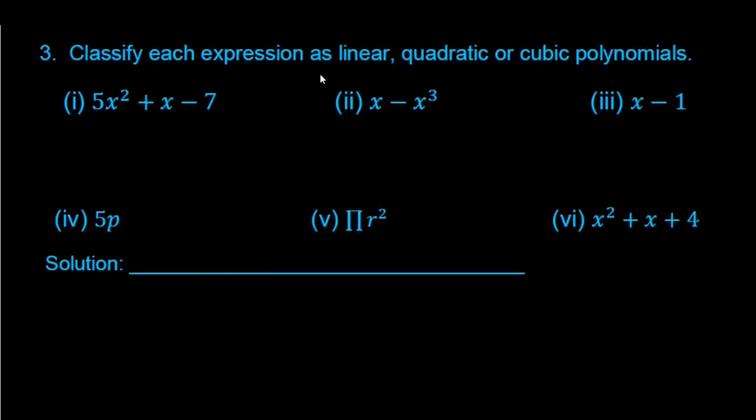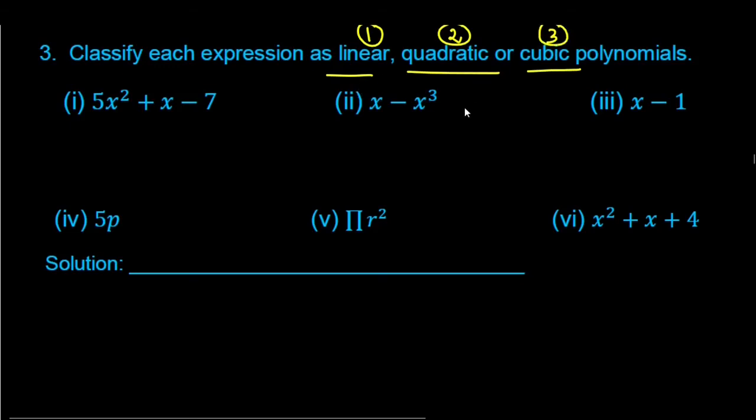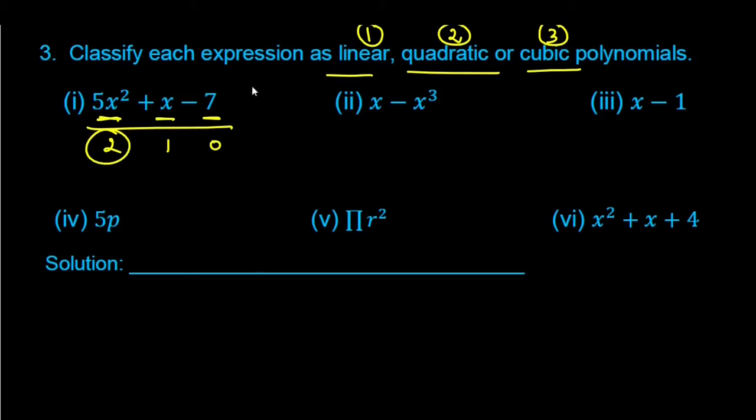Classify each expression as linear, quadratic, or cubic polynomials. If the degree is 1, it is called a linear polynomial. If the degree is 2, that polynomial is called a quadratic polynomial. If the degree is 3, that polynomial is called a cubic polynomial. In the first one, for this term degree is 2, for this term degree is 1, for this term degree is 0. 2 is the highest degree among these. So the degree of this polynomial is 2. So this is called a quadratic polynomial.